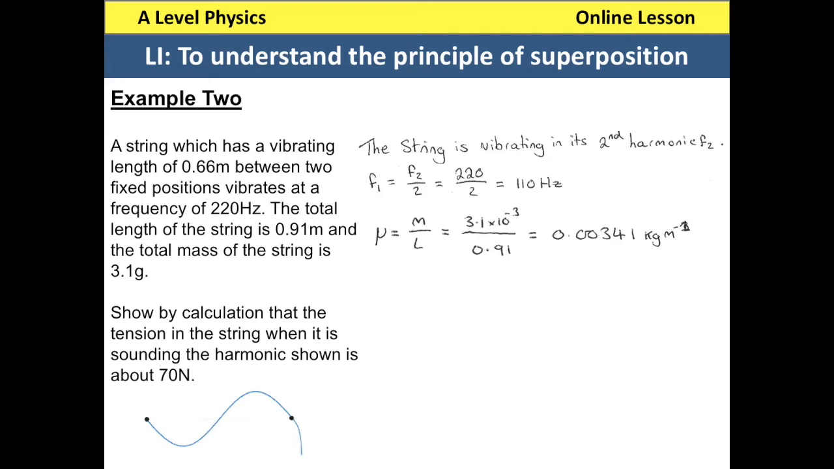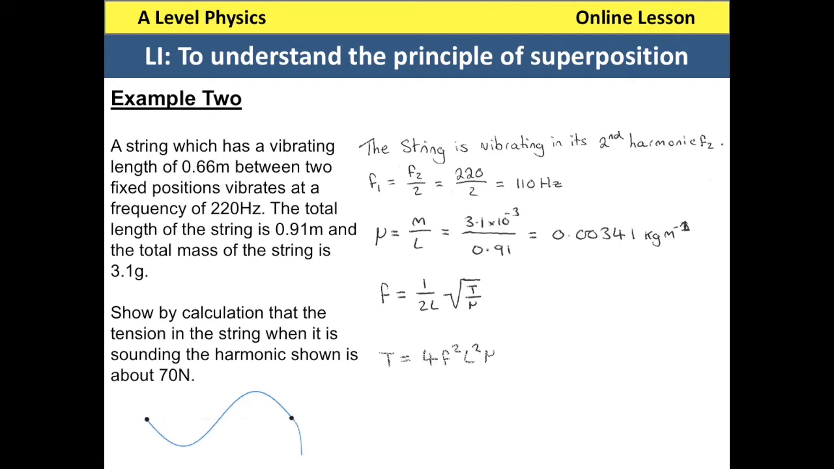With that in mind, it's now possible to rearrange the equation for the fundamental frequency, or the frequency of the first harmonic. Because we're after the tension, the starting point of the rearrangement will be to multiply by 2 times L, which will give 2Lf equals the square root of T over mu.